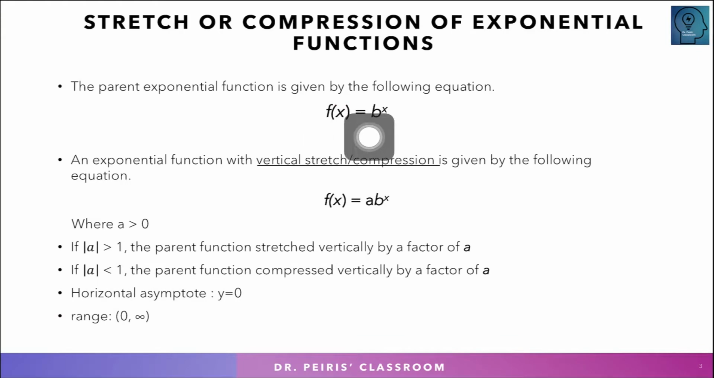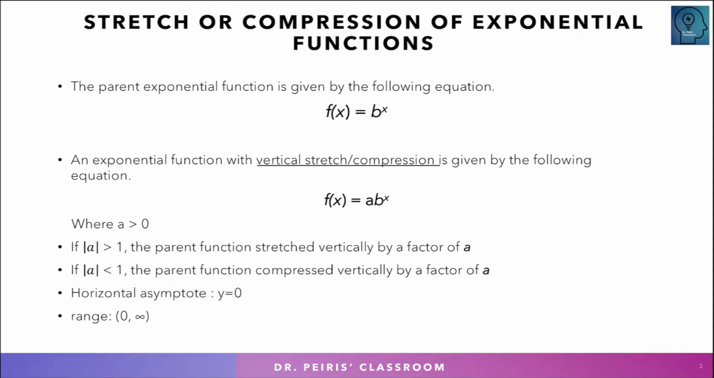So the parent exponential function is given using this relationship f of x equals b to the x. And if an exponential function has a vertical stretch or a compression, it is given using this equation. So basically the parent function is multiplied by a constant a. And depending on the value of the a, we're going to have a stretch or a compression. So if the magnitude of the a is greater than 1, the parent function is stretched vertically by the same amount a. If the magnitude of the a is less than 1, it is going to be a vertical compression by the factor of a.